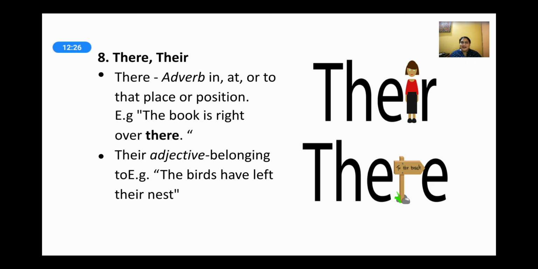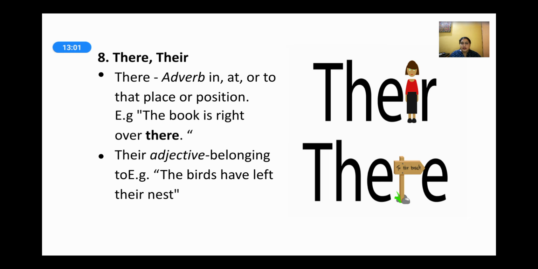Again, there. I have inserted this image particularly to make the difference very clear. The first word, THERE, is an adverb. It indicates in, at, or to, that place or position. For example, the book is over there. He is standing there. The house is situated there. There refers to direction. Observe there, THERE. In the pictorial imagination, you can see the direction. So forever remember, there refers to direction or position.